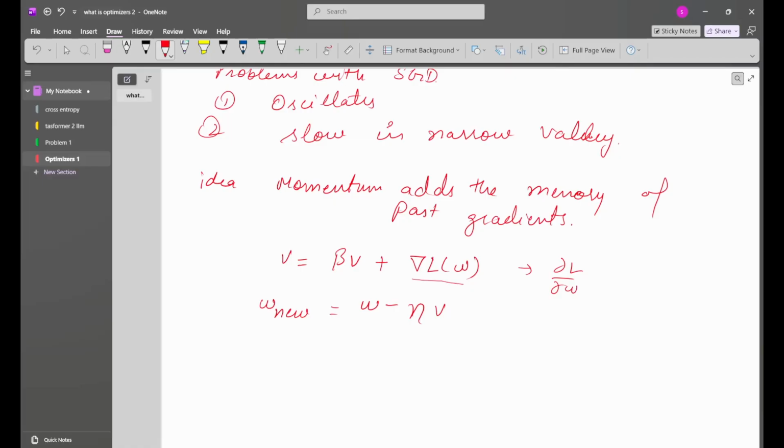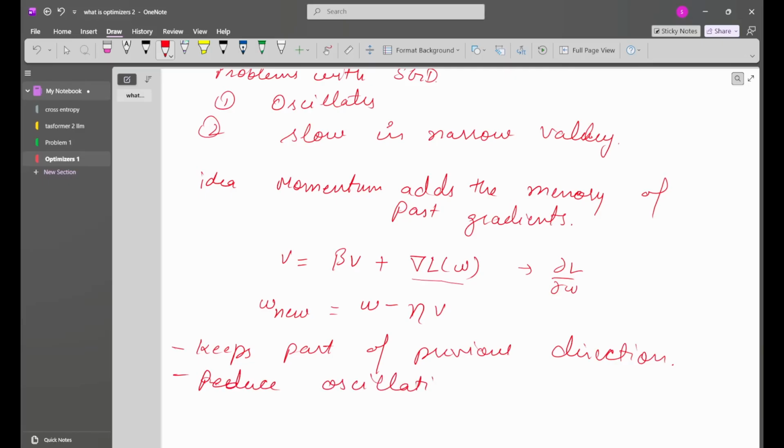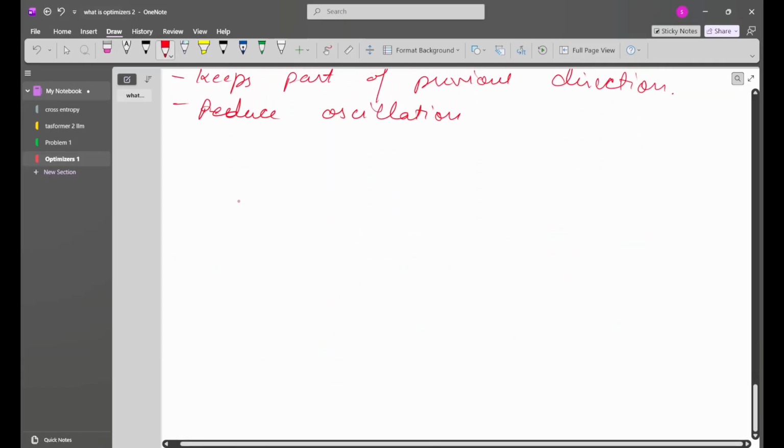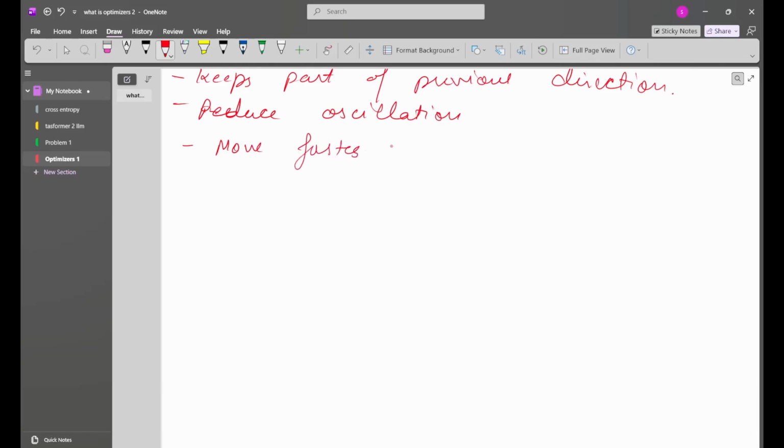So it keeps part of the previous direction, reduces oscillations, moves faster in consistent direction.